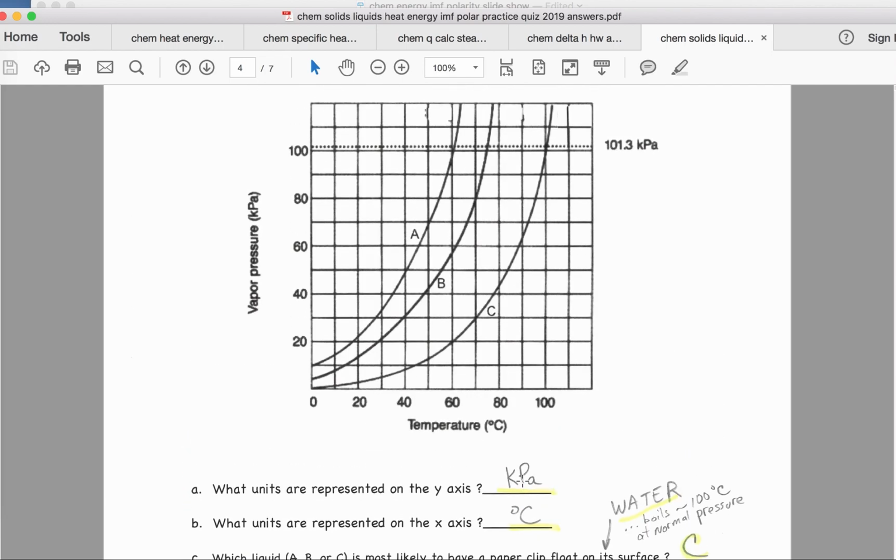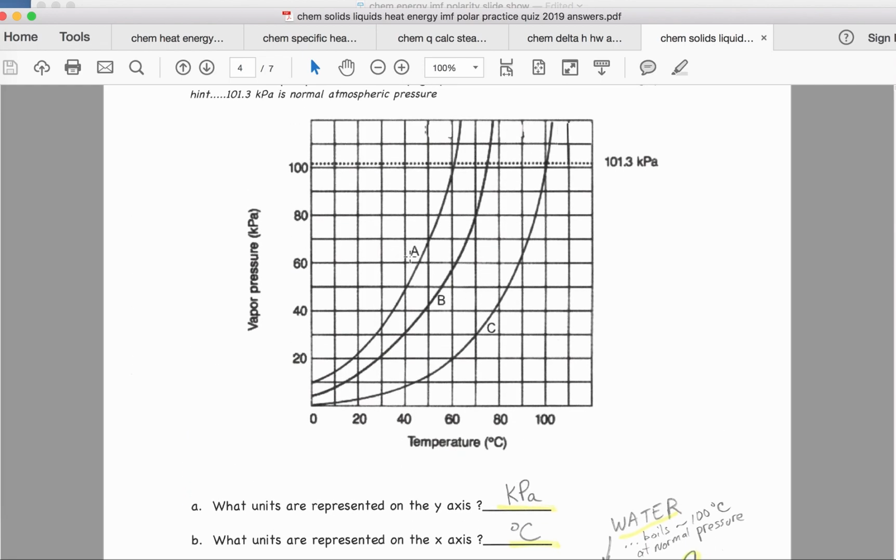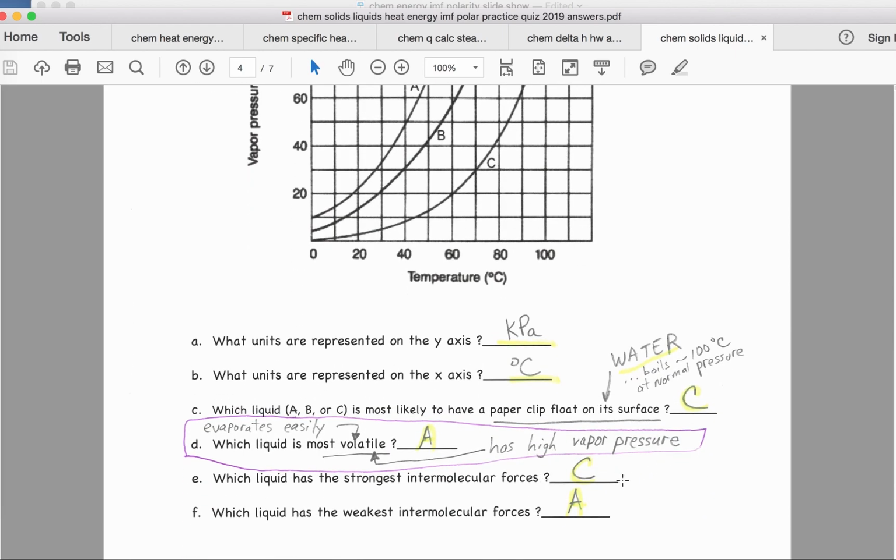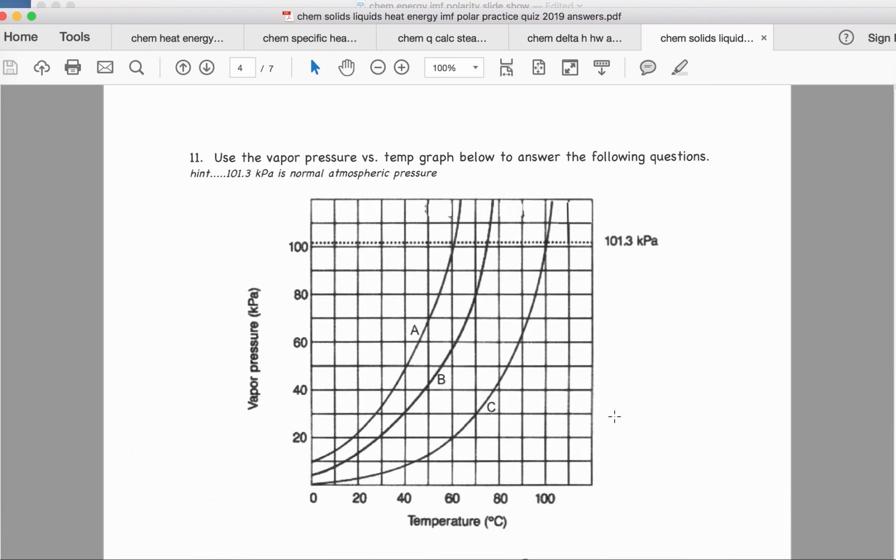So that's really what's going on with this. Just recognize that A boils at a lower temperature, B boils somewhere in between, and C boils at the highest temperature, which means C is stuck together the best, which means you could probably float a paperclip on it because it has a higher surface tension, stronger forces holding it together.